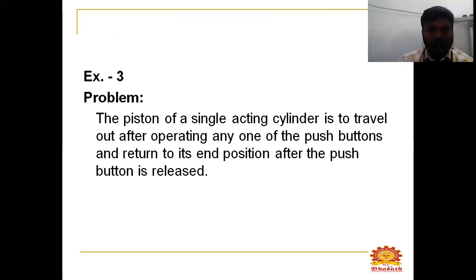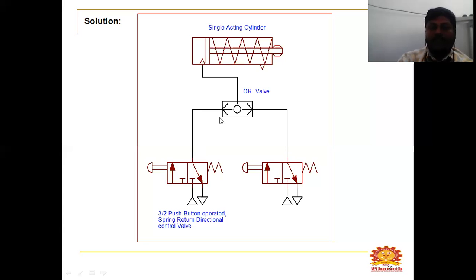And your third problem, note it down: the piston of a single acting cylinder is to travel out after operating any one of the push buttons and return to the end position after the push button is released. It should be extended when any push button is actuated, and it should return after the push button is released. See here, it is an OR valve.